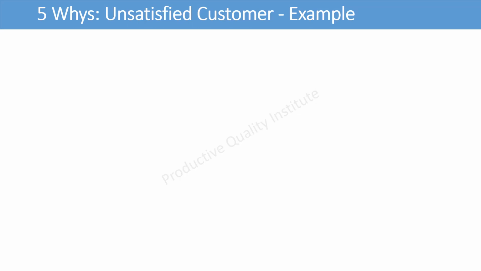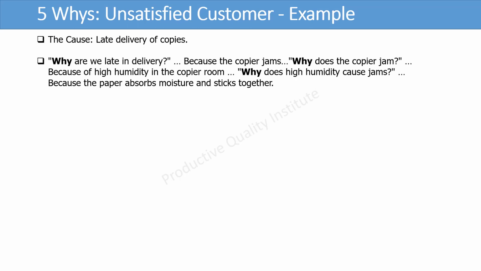5 whys example for unsatisfied customer. The cause is the late delivery of copies. Why are we late in delivery? Because the copier jams. Why does the copier jam? Because there is humidity in the copier room.